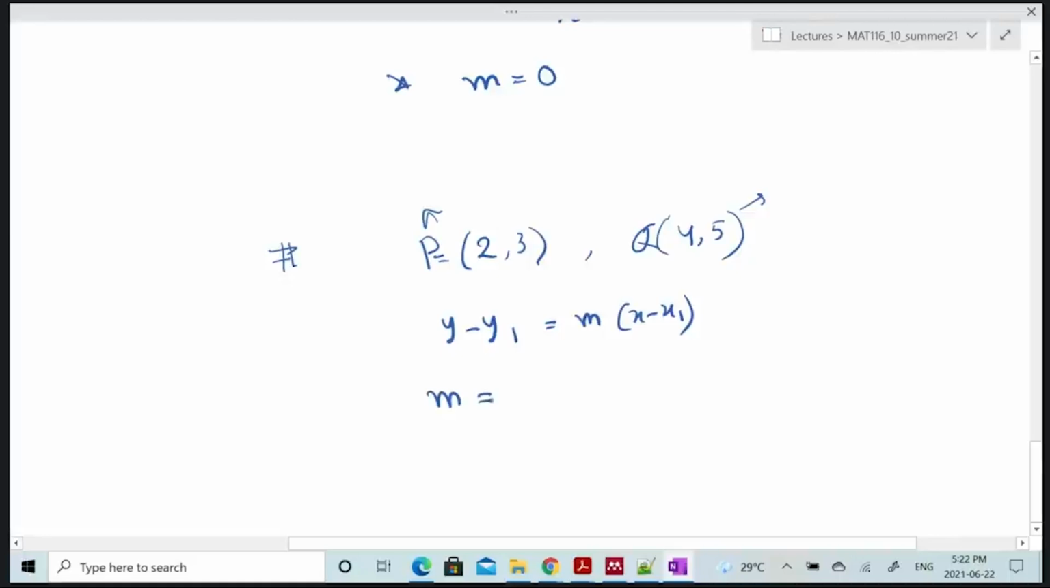But we need to know m, and remember the formula for m equal to y2 minus y1 divided by x2 minus x1. So what's gonna be the slope here? 1. 5 minus 3 divided by 4 minus 2.